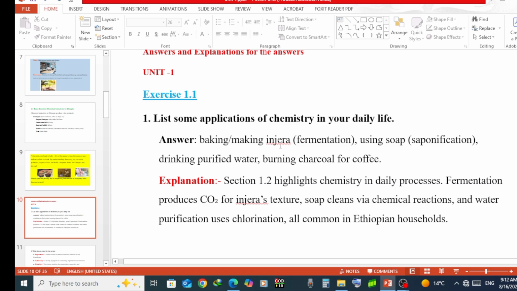For example, as it says here, fermentation produces carbon dioxide for injera's texture.